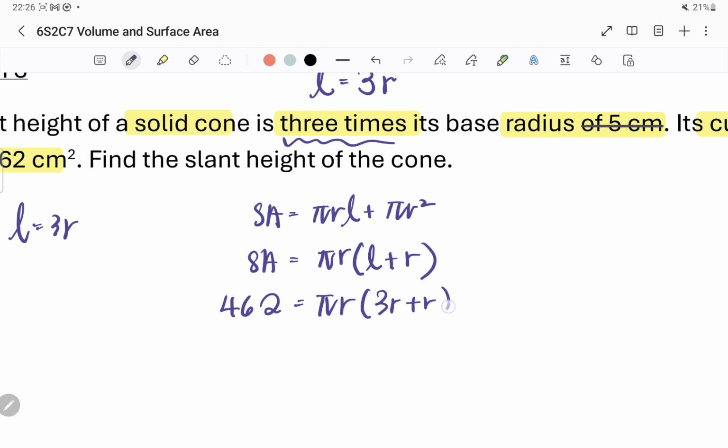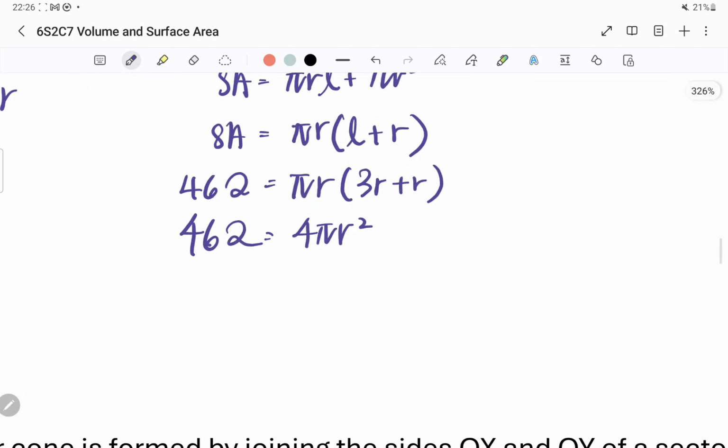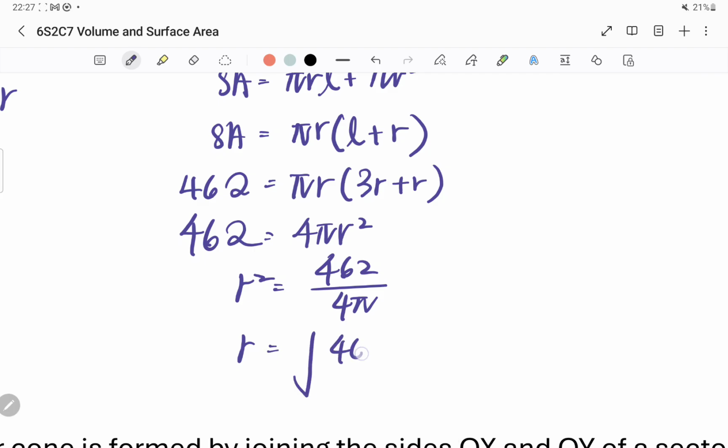So now we have 3r inside. Here we have 3r plus r is 4r. 4r times r, you will get 4r squared. So here we have 4 pi r squared. I just rearranged a bit so that it's easy for me to look at. So now I have r squared equals 462 divided by 4 pi. What I usually do is pull everything to the other side so that it's easy for me to see straight away.